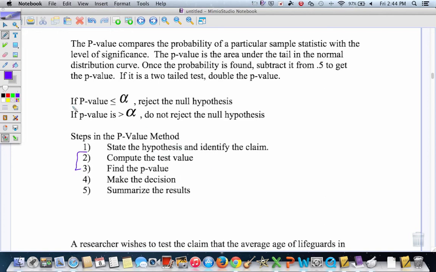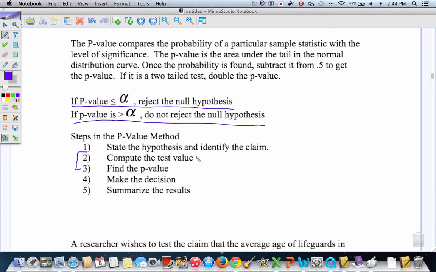We can either memorize these two criteria. If the p-value is less than or equal to alpha, you reject the null. Or if the p-value is greater than alpha, you do not reject the null. Or as you'll see in our example, I'm going to show you how that shading would also help us make that decision whether to reject or not reject the null. Other than that, our 5-step process stays the same.